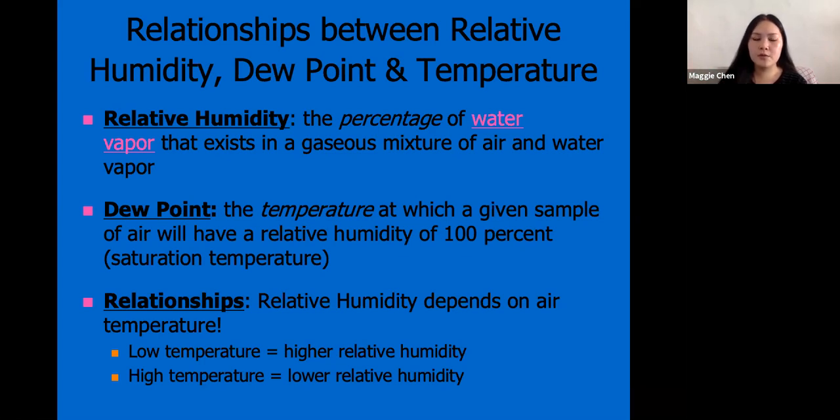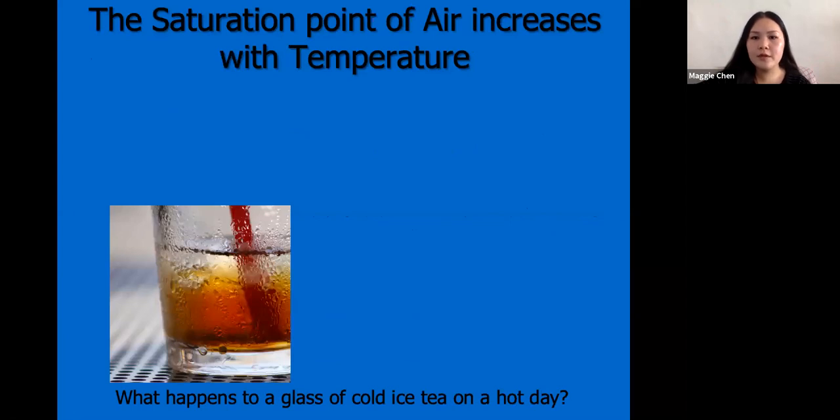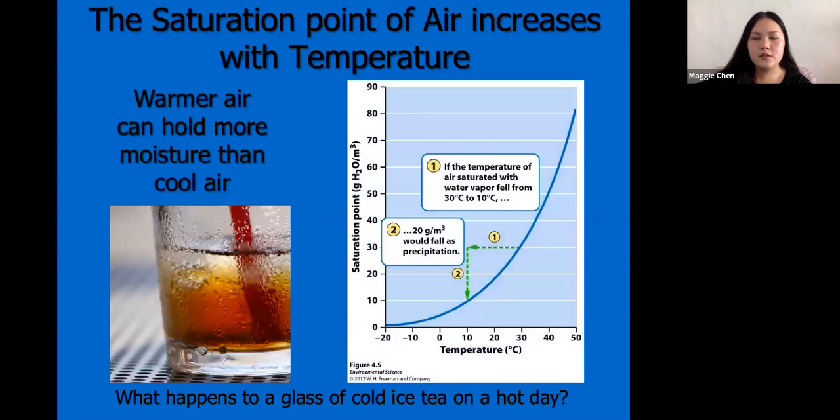When the temperature of air is lower, when it's cooler, then you'll have a higher relative humidity because there's less space in the air for your water to take up. And when it's a higher temperature, when it's warmer air, then there's more space for your water vapor to take up, and so there's a lower relative humidity because it takes up a lower volume within that air. So the saturation point of air increases with temperature. As the temperature of your air is warmer, your saturation point also gets higher. This makes sense as warmer air can hold more moisture than cool air.